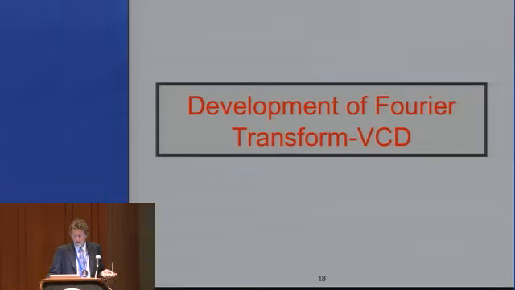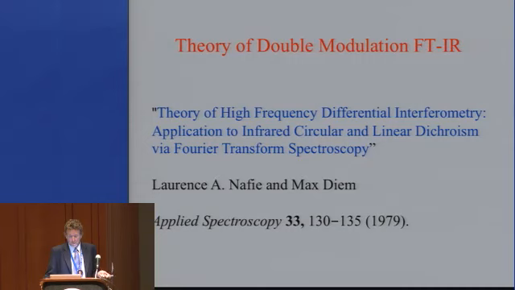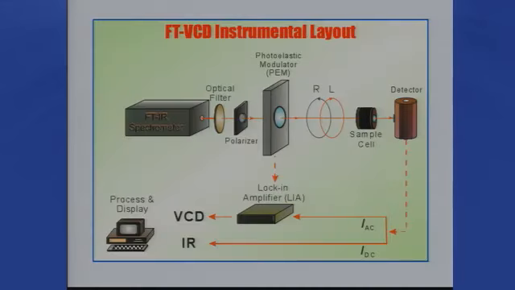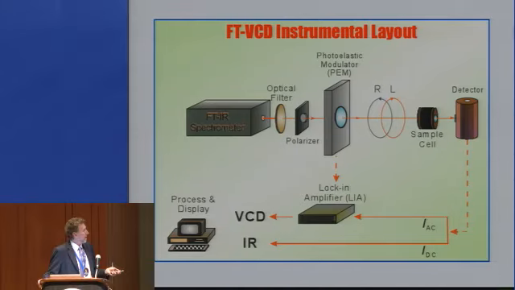So let's now jump ahead a few years after I was at Syracuse to do the Fourier transform instruments. And Max Diem and I published a theory paper on it, dubbed double modulation FTIR, that also works for linear dichroism. And this came out in Applied Spectroscopy in 1979. And the basic idea is that you take an FTIR spectrometer and you polarize the light, you put it through a PEM, you get modulation sample, and then the lower path here leads to an interferogram of the IR. You just, the preamplified signal, you can Fourier transform it to get the IR.